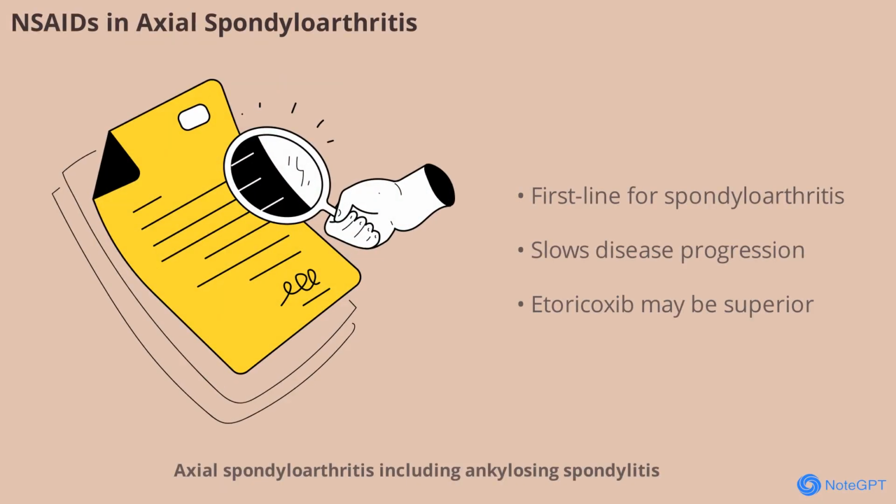Axial spondyloarthritis, including ankylosing spondylitis, is a chronic inflammatory disease characterized by lower back pain. NSAIDs combined with physical therapy are considered first-line management. They slow disease progression and improve symptoms. While all NSAIDs are effective, some evidence suggests etoricoxib may be superior for this condition. Choosing the right NSAID involves considering efficacy, patient preference, and safety profile.